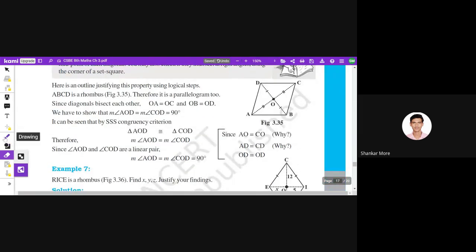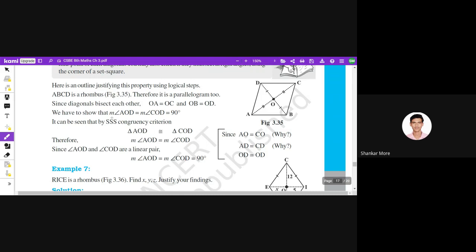Then here is an outline justifying this property using logical steps. अभी हमने प्रैक्टिकल मेथड से ट्राई किया whether the diagonals are perpendicular bisectors or not, ये practically हमने देख लिया, right? I'm considering that. Now what we have to do is prove this logically as well.